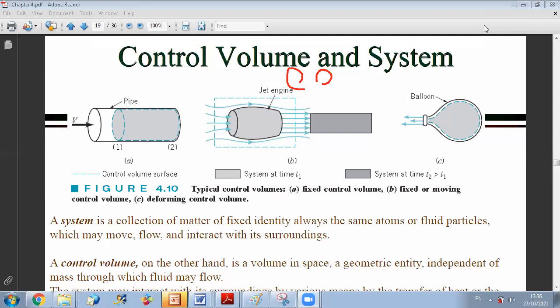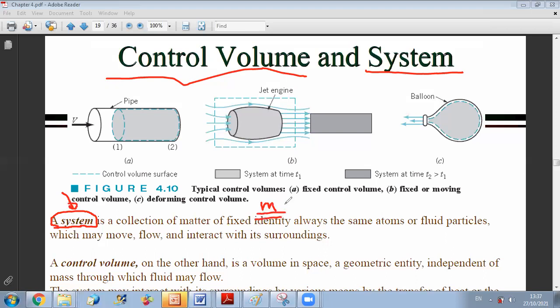The first one is the difference between a control volume and a system. Okay? The main difference between a control volume and a system is that a system is a collection of matter of fixed identity. What do we mean by this? So we are always tracking the same atoms, the same molecules of fluid, and we follow them as they move in space. So for a system, if I want to write the definition of a system physically, I can say that I am considering the same mass of particles.